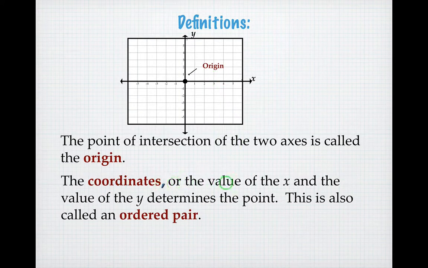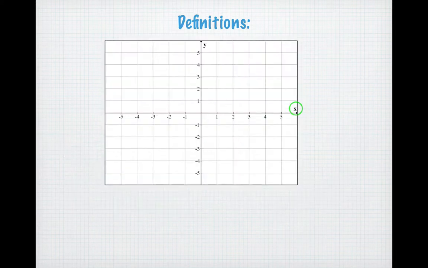The coordinates, or the value of the x and the value of the y, determine the point. This is also called an ordered pair. So this ordered pair is 0, 0. It's 0 x and 0 y right there. Next slide.